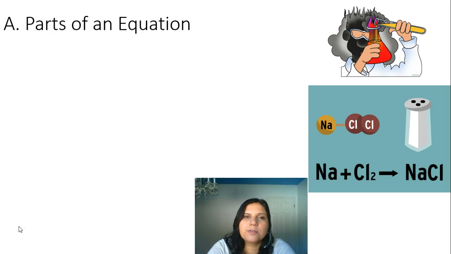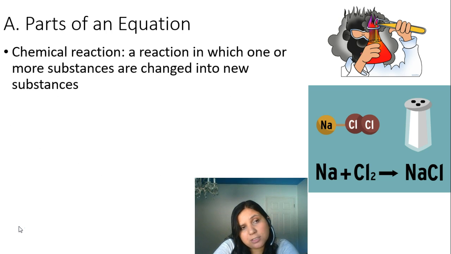Okay, so we need to know the vocabulary that's going to go with our chemical equations. First is chemical reaction. Now, a reaction is when you take something, react them together, and something new forms. In order for us to consider it to be a reaction, something new has to form. Okay, so you have this example here where sodium and chlorine are going from being sodium and chlorine separately to combining.